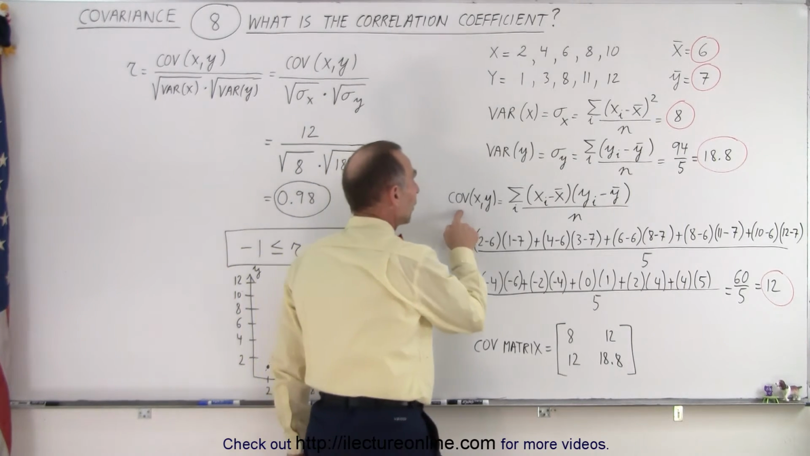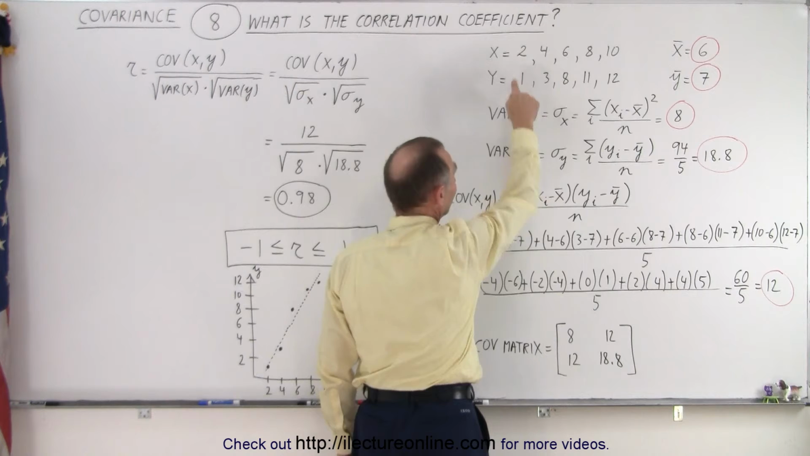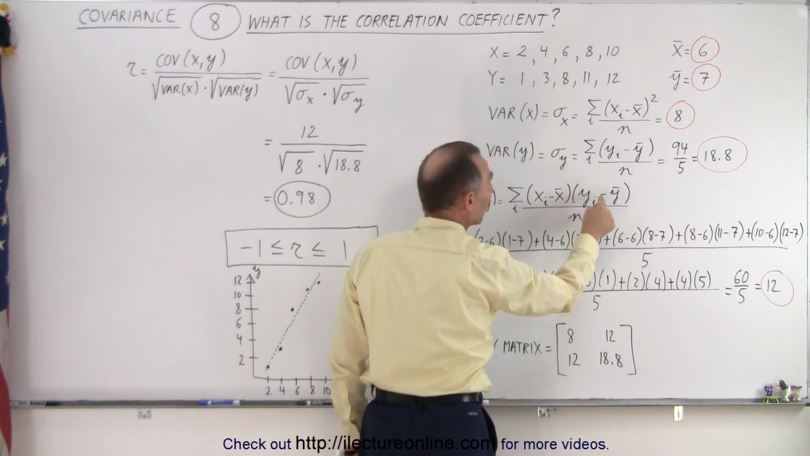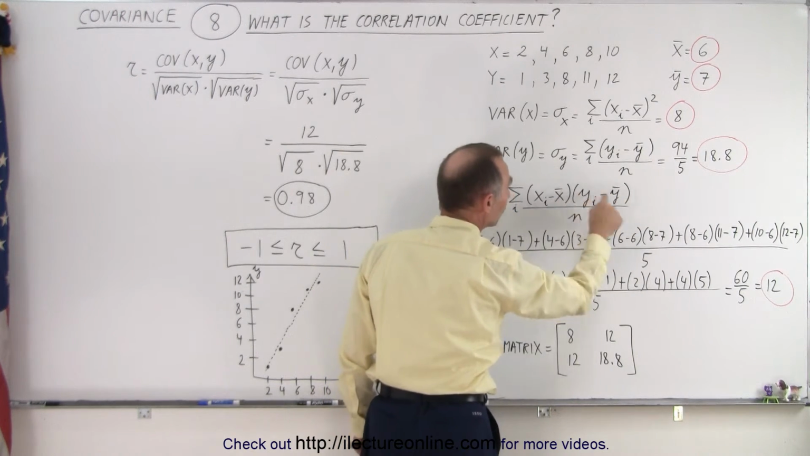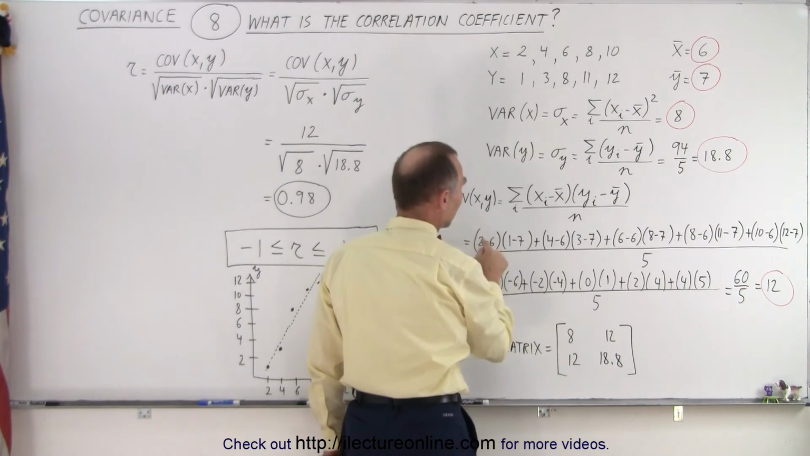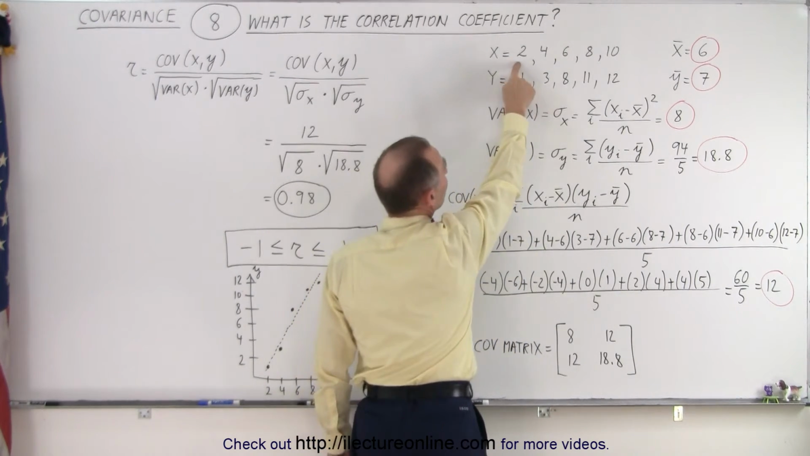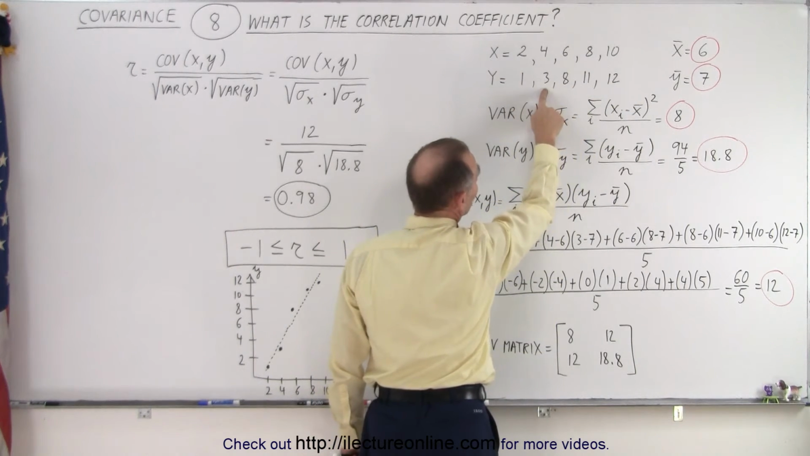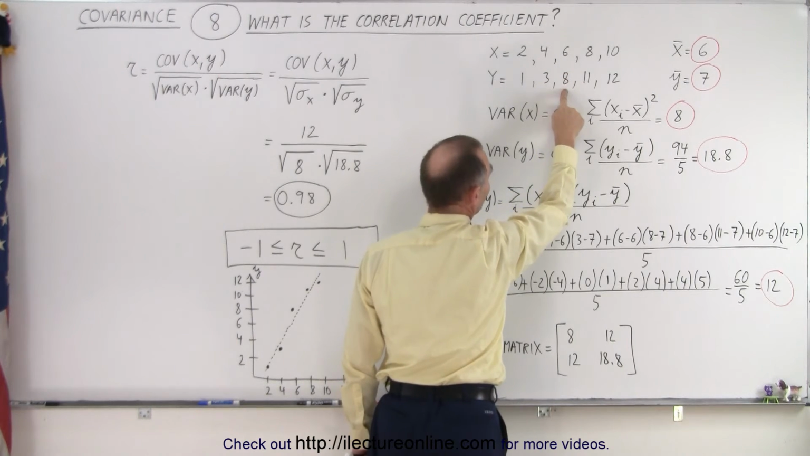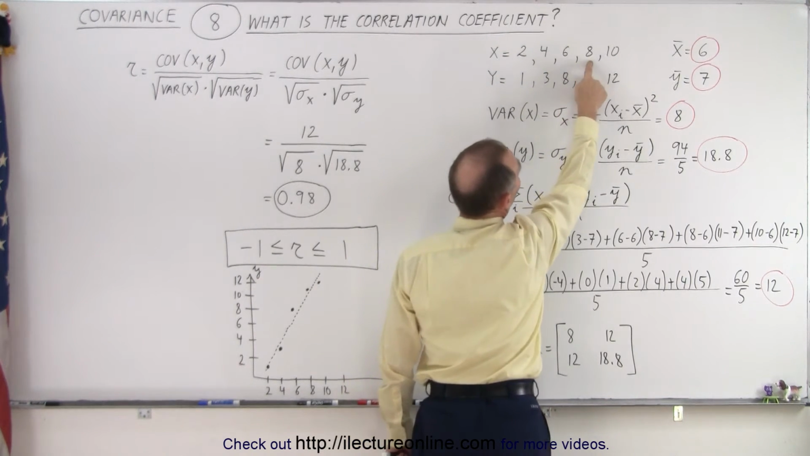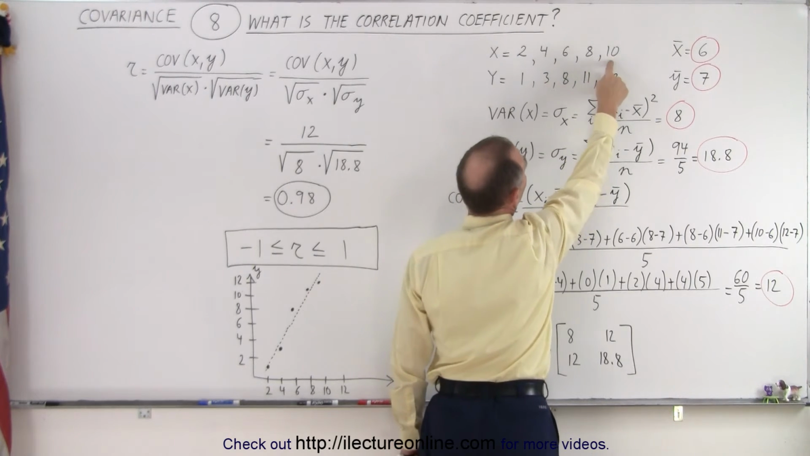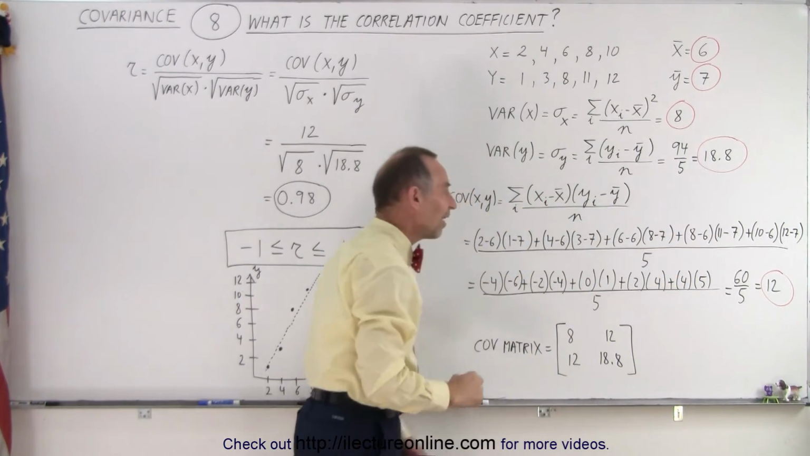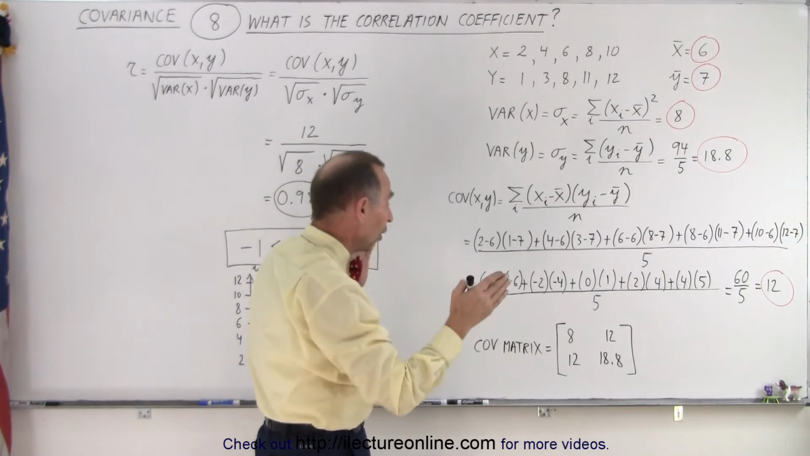Then to calculate the covariance, you take the difference between each x value and the average of the x's, and multiply that difference by the difference of each y value minus the average of the y values. You add all those products up and divide by 5. Here you can literally see how it was done: 2 minus 6 times 1 minus 7, 4 minus 6 times 3 minus 7, 6 minus 6 times 8 minus 7, 8 minus 6 times 11 minus 7, and 10 minus 6 times 12 minus 7. You add those all up, divide by 5, and you end up with 12, which is the covariance of those two data sets.